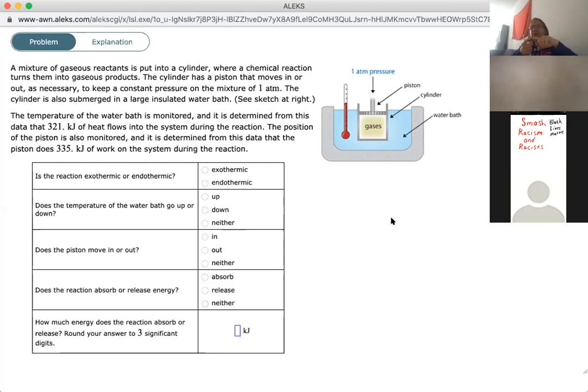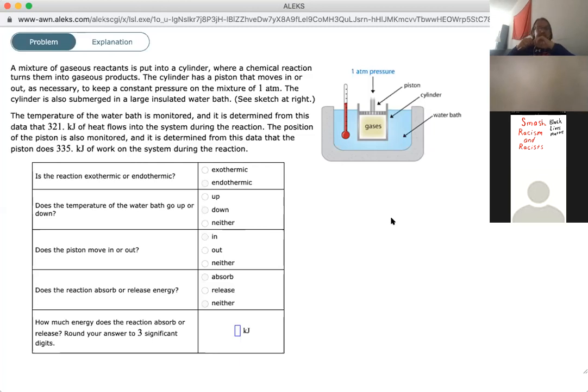So in these problems, the gases are the system, the water is the surroundings. Energy that flows into the system comes from the surroundings. So if the gases gain 321 kilojoules, that means the surroundings lost 321 kilojoules. Okay. So that first item there would be endothermic because it's a positive flow into the system.